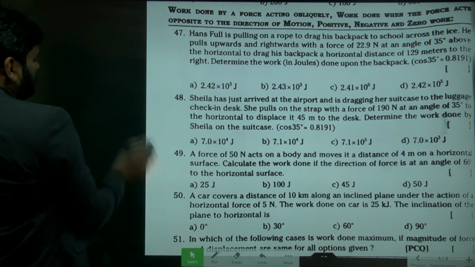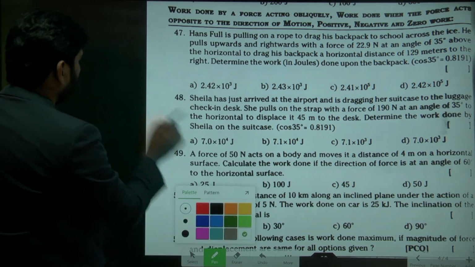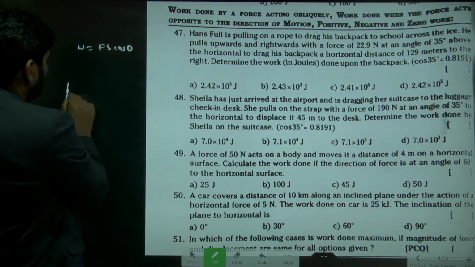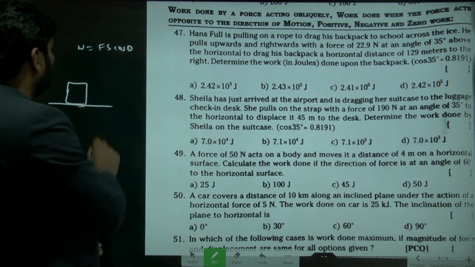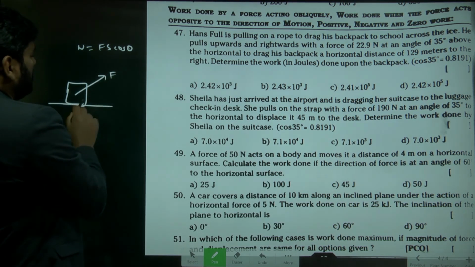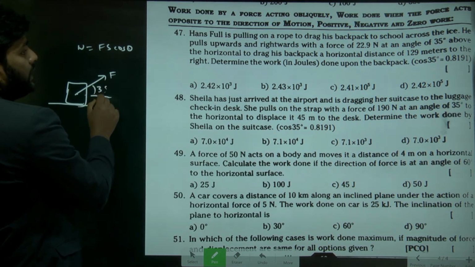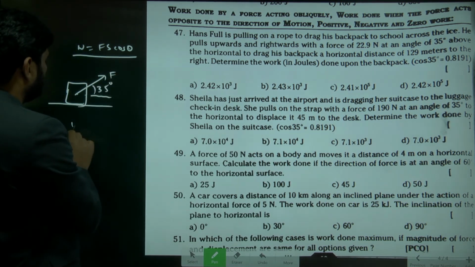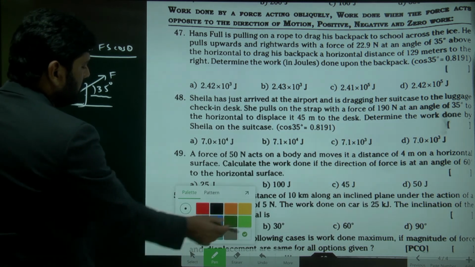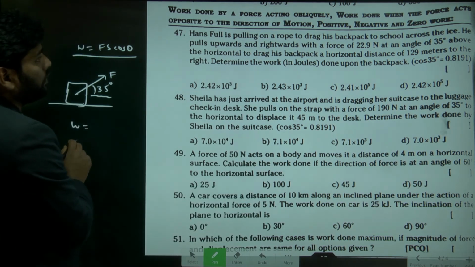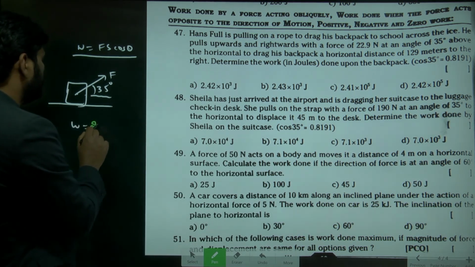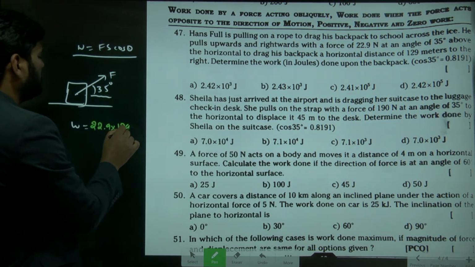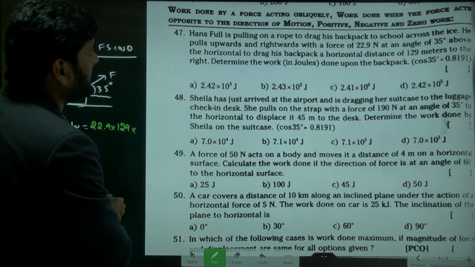See, the formula is work done is equal to F s cos theta. Let us assume this is a backpack. We are applying a force in this way and it is making how much angle? 35 degrees. So work done is equal to force value 22.9 and the displacement is 129 meters into cos 35 value.